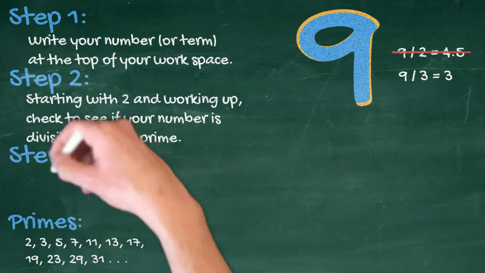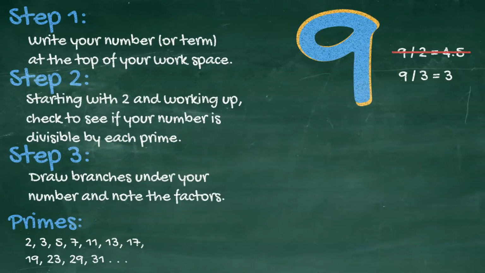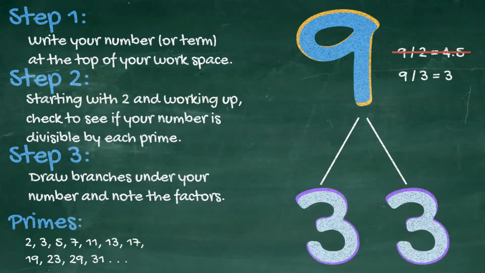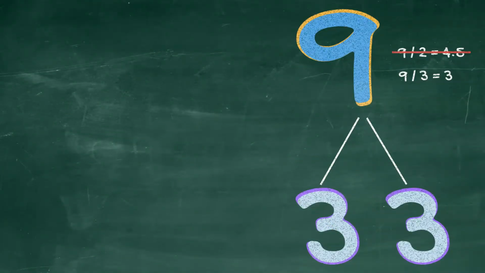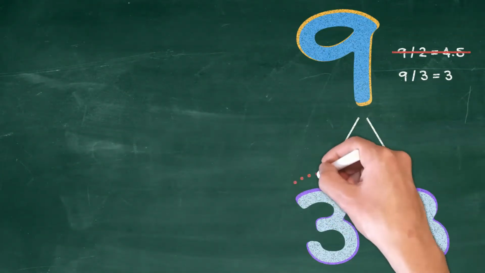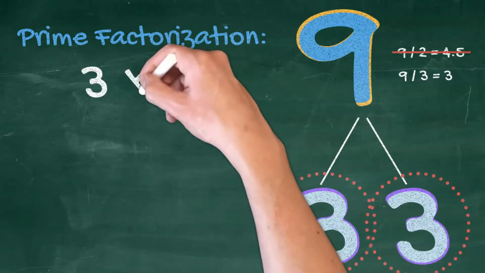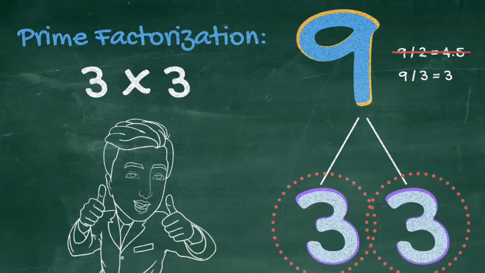We're going to turn our 9 into a little tree by drawing branches out from the bottom, and at the end of each branch, we'll write a 3. This is how we represent the fact that 9 is the product of 3 and 3. We've got a prime number at the end of each branch now, so nothing can be divided further. Our prime factorization will be written as a list of the numbers at the end of our branches being multiplied together. In this case, the prime factorization of 9 is 3 times 3.